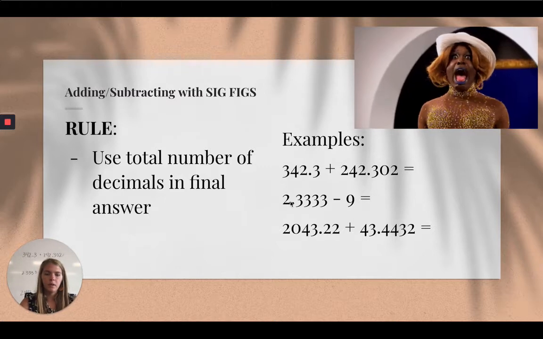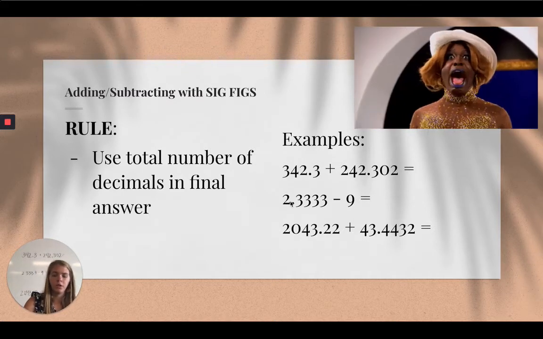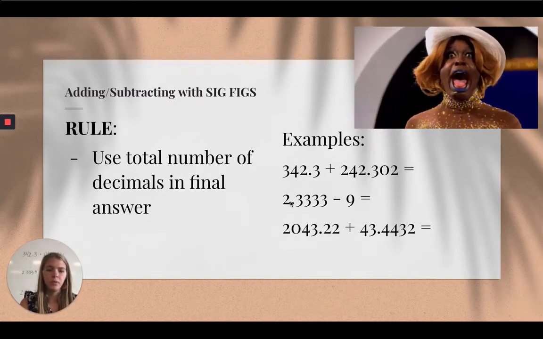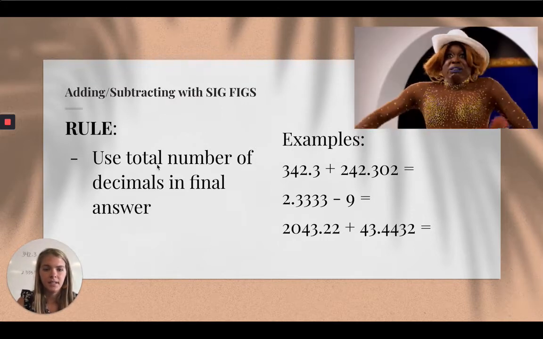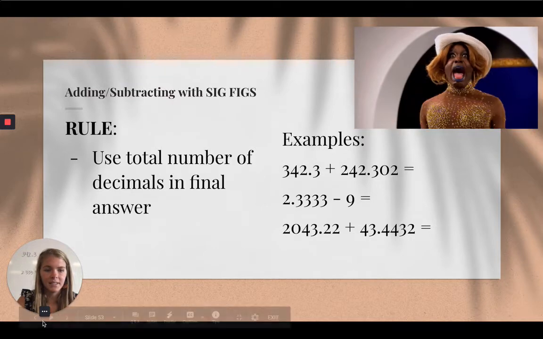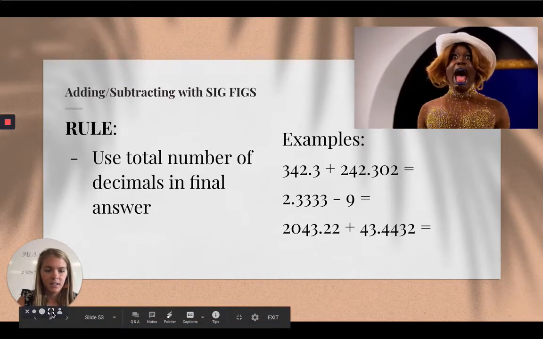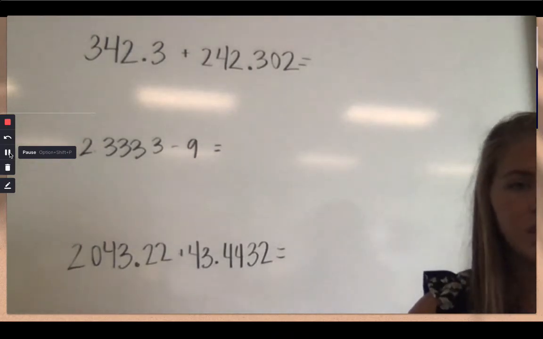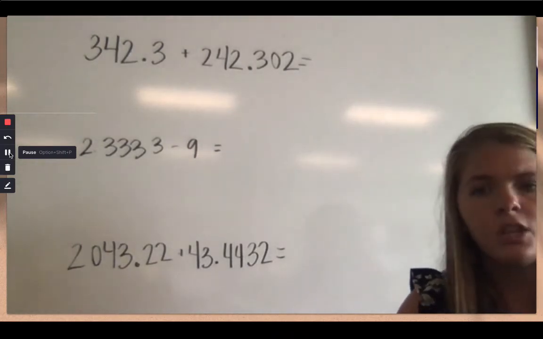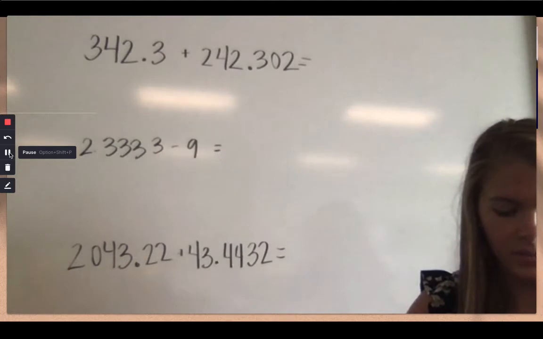So the first problem we're going to look at is 342.3 plus 242.302. Now remember, the rule for adding and subtracting with sig figs is to use the total number of decimals in the final answer. So after I said what I just said, I realized it was a little bit confusing. So let me walk you through how we're going to solve these problems.